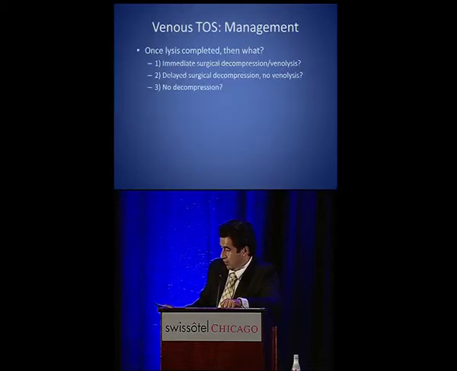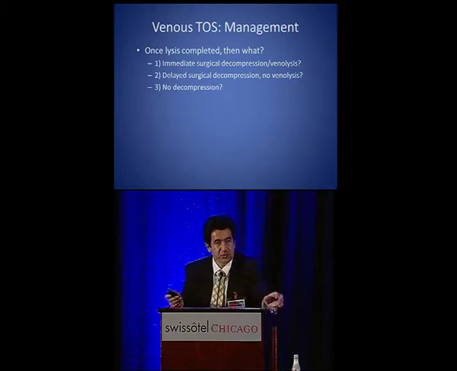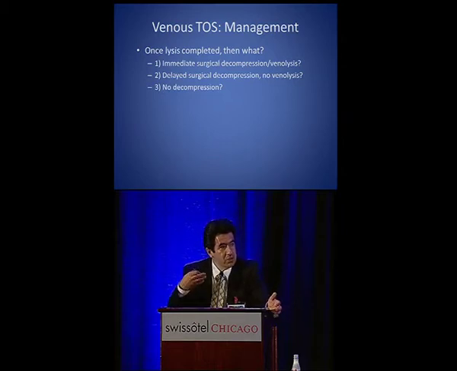The question is, what do you do after lysis? And this is where things get a little complicated. And I'm going to show you 4 different approaches. The first one is immediately after lysis to go to surgery, and by immediately I mean during the same admission, decompress the thoracic outlet by removing the rib, and also doing a venoplasty of the vein, which means you have to open the vein, put a little patch, make the lumen bigger.